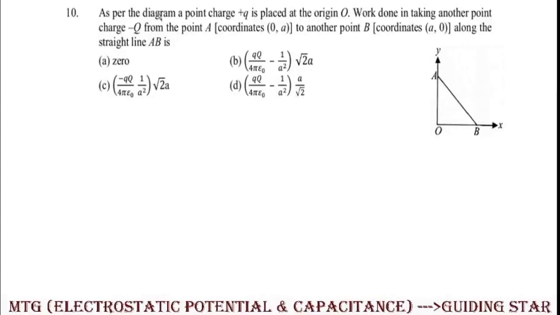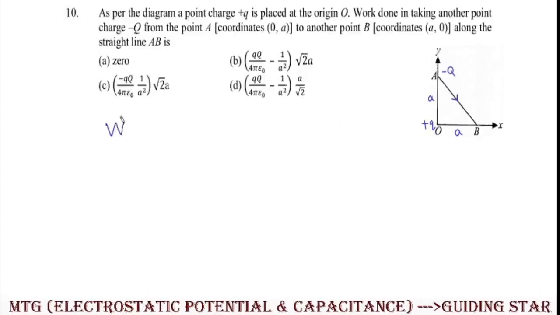In question number 10, as per the diagram, a point charge plus Q is placed at the origin O. A point charge plus Q is present at the origin. Work done in taking another point charge minus Q from the point A. Initially a negative charge minus Q is present at A, located at a distance small a from the origin, to another point B. B is present at a distance of a. That means both A and B are equidistant from the charge along the straight line AB. So here we want to move the negative charge from A to B. Then what will be the work done?